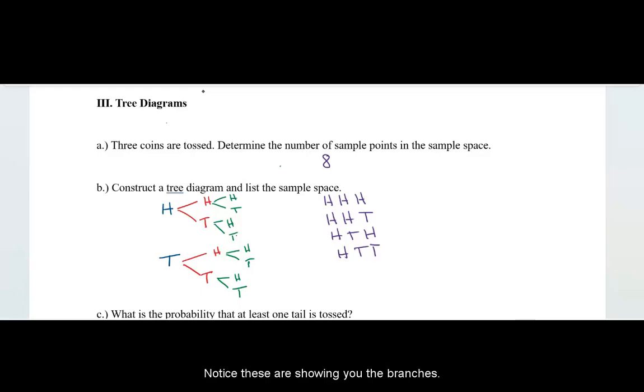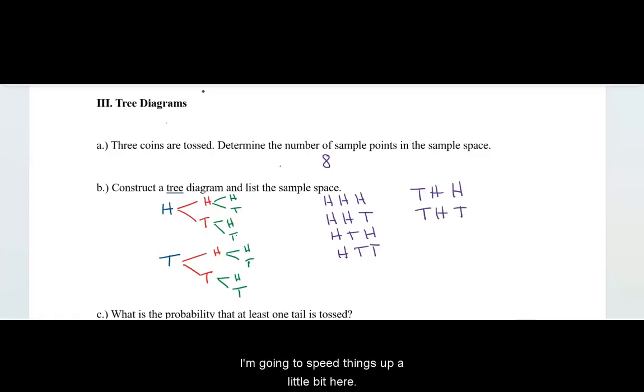Notice these are showing you the branches, your possible outcomes. Here we could have gotten a tails, heads, heads. Tails, heads, tails. I'm going to speed things up a little bit here. Tails, tails, heads. Or all tails would be the last branch. These are your 8 possible outcomes you could get with coin 1, coin 2, and coin 3.